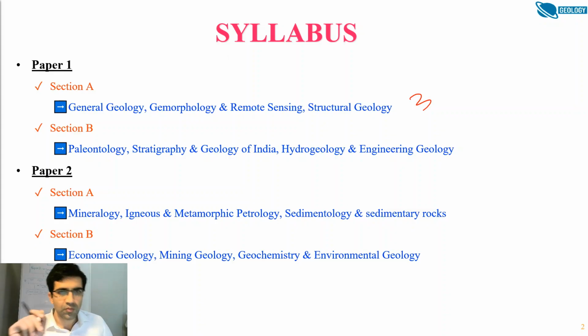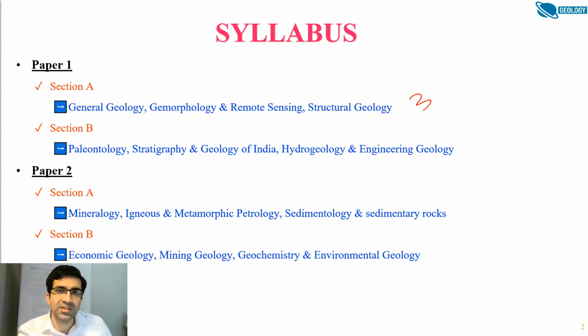So to start with, as you know, the syllabus of the paper, first of all, you have two papers. Each paper is of 200 marks. So 200 marks each you have for each paper. There are actually two optionals in the forest services examination, so we'll be discussing the geology optional here. So again, you have two papers of 200 marks each, and each paper is now divided into two sections. So in total, you have four sections over the two papers.